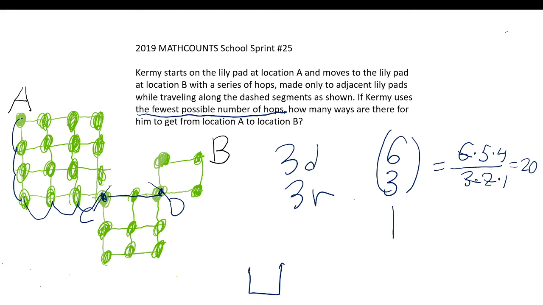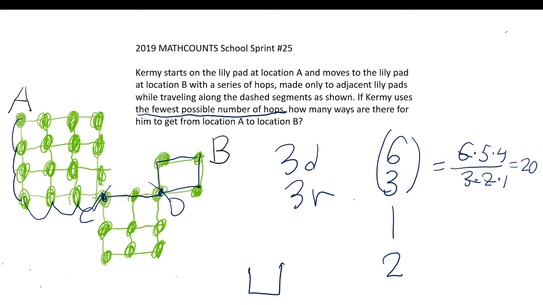Now we reach D to B. We can already list out the 2 ways we can go. And there are 2 ways to get from D to B, right? 2 ways to get from D to B.